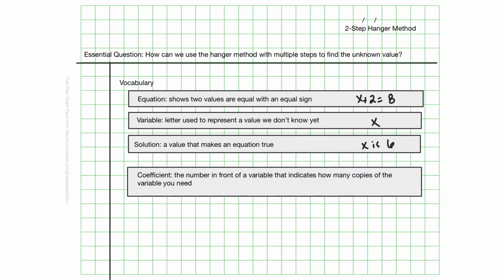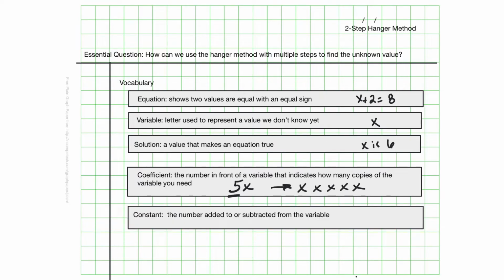One term is coefficient, and that's the number that's in front of a variable. So for example, if I have 5x, the 5 is known as my coefficient. And that means how many times I have a copy of that variable. So 5x really means the same as having 1, 2, 3, 4, 5 of those, right? And the coefficient there is 5.